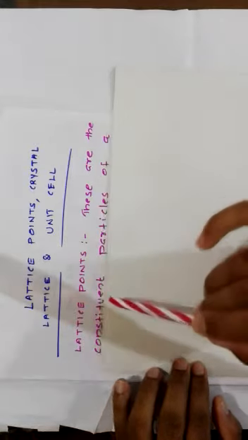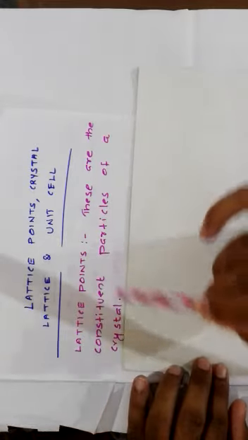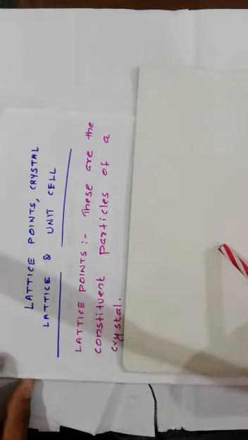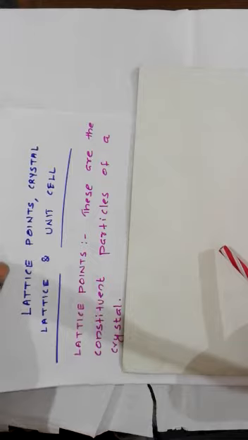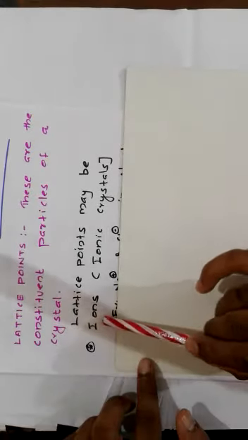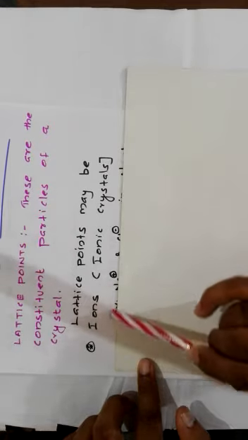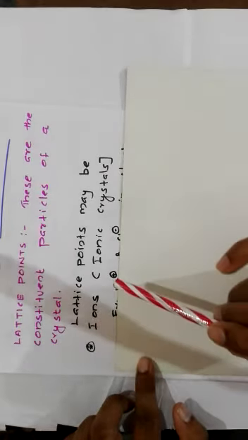Lattice points are the constituent particles of a crystal. The crystal is made up of these lattice points. Depending upon the types of crystal, we have four types of lattice points. The first class is ions. Lattice points may be ions.